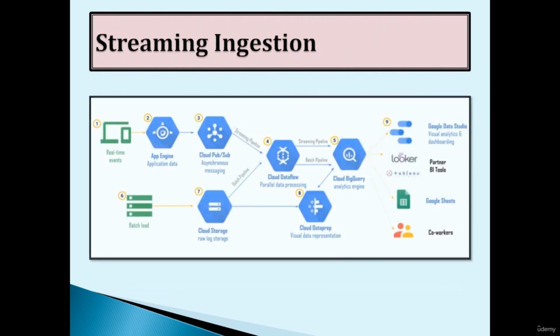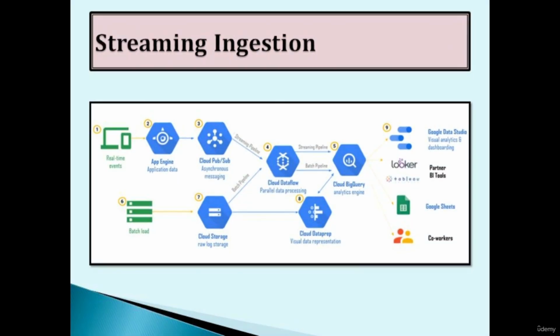The second one is streaming ingestion. Streaming ingestion supports use cases that require analyzing high volumes of continuously arriving data with near real-time dashboards and queries. Tracking mobile app events is one example of this pattern.